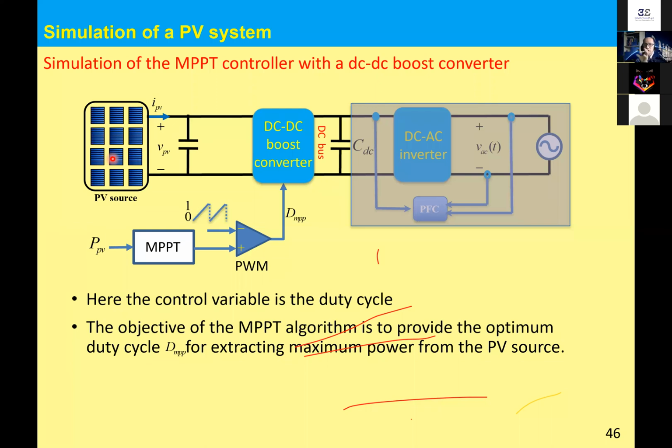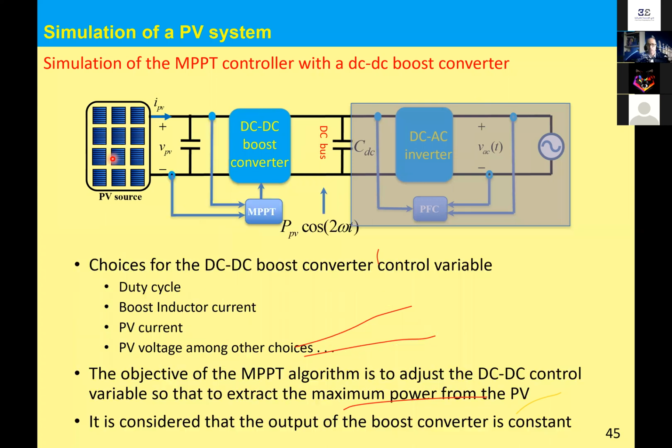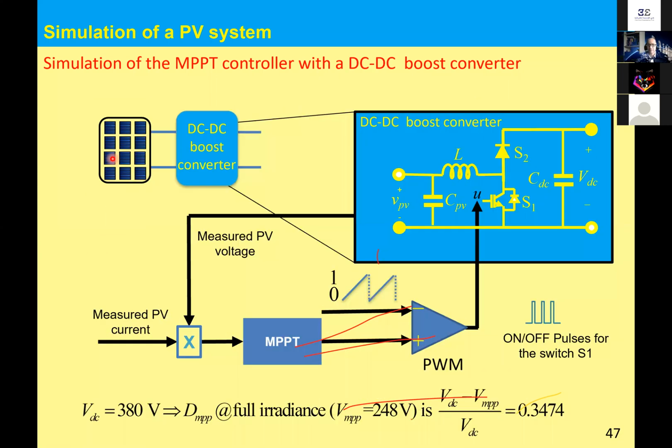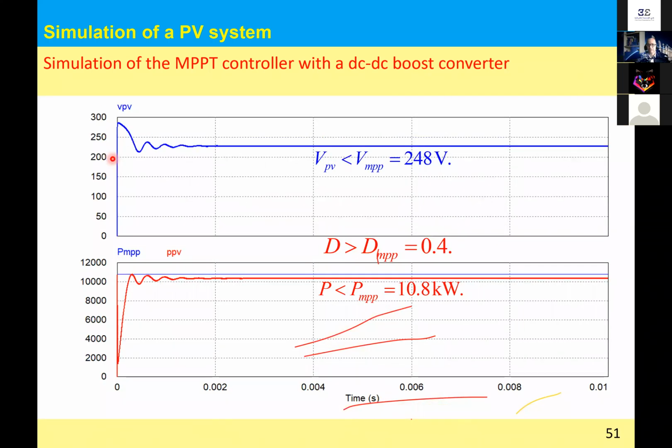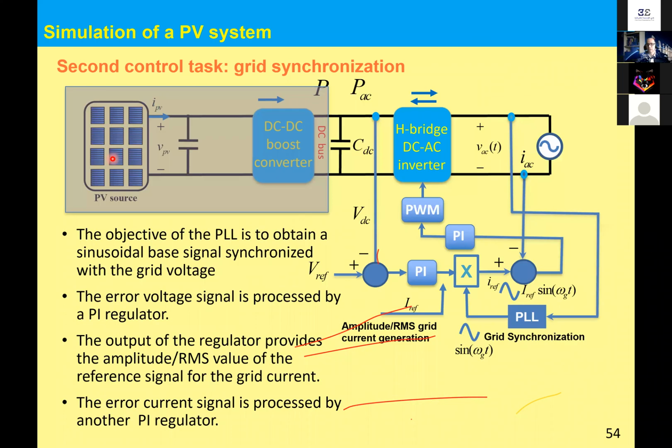So we have it already with the DC side, with the DC-DC boost converter, its control and the MPPT algorithm. And now we will move to the DC-AC inverter. I have explained before how it works. The main task of this inverter is to inject grid current, but this grid current must be synchronized with the grid voltage, and this is called power factor correction.